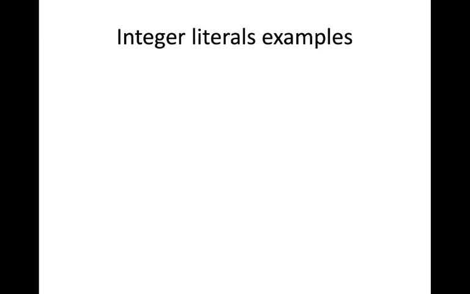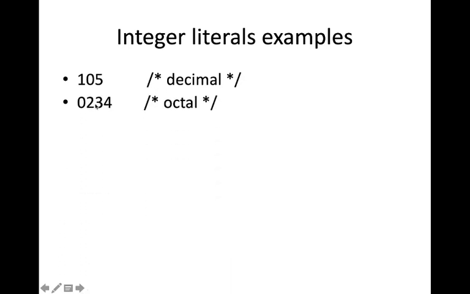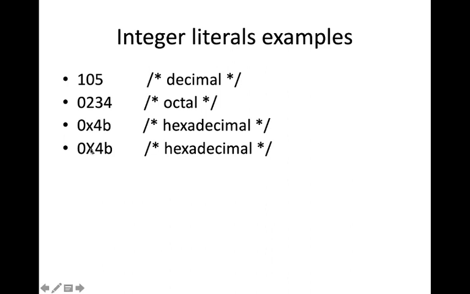So we'll see some integer literal examples. 105 is a literal, an integer decimal number. Then 0234. Since 0 is used as a prefix, it means it is an octal number. Then 0x4b, where we have a prefix 0 small x, so 4b is a hexadecimal number. Then 0 capital X 4b also means a hexadecimal number. So we can use either 0 small x or 0 capital X.